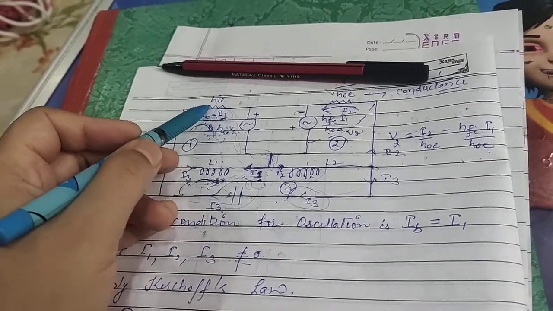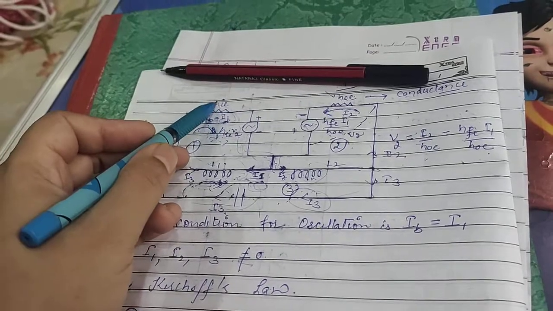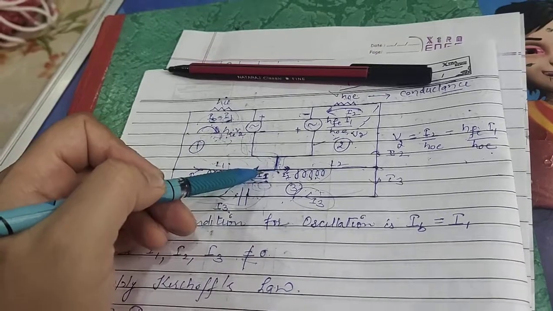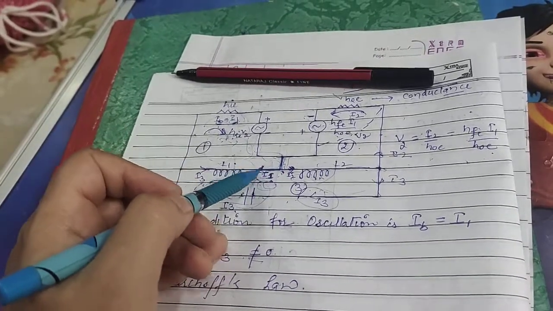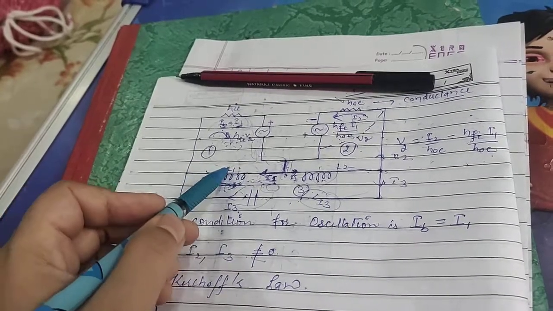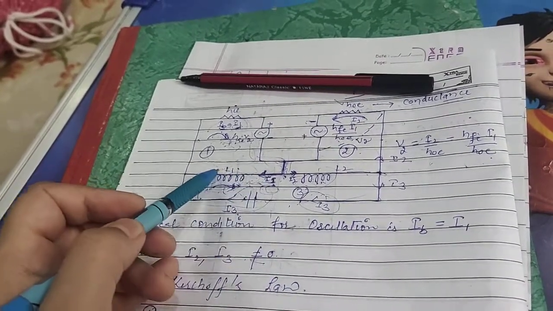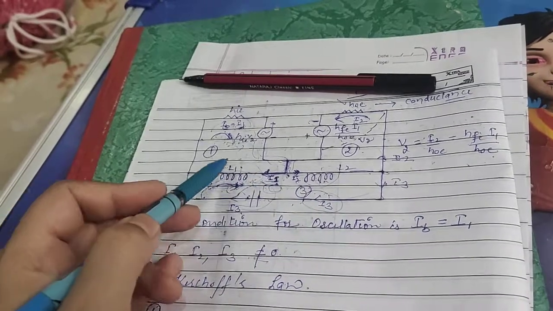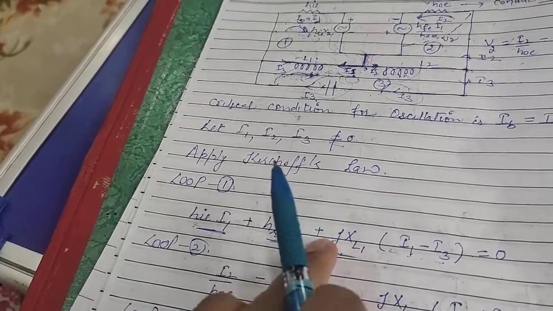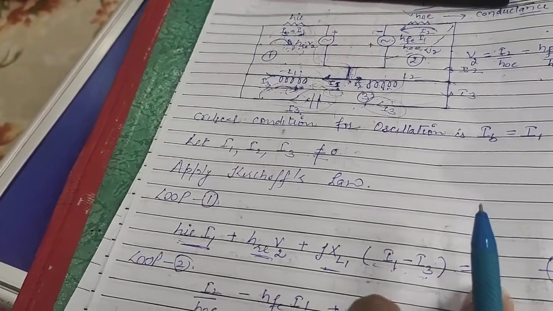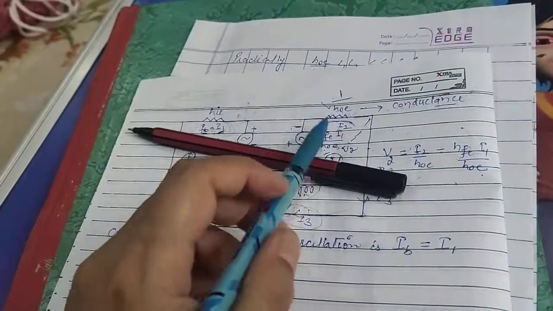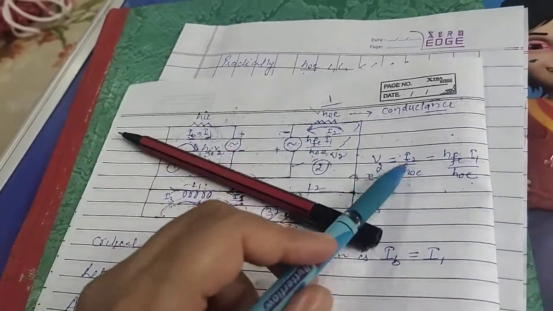The voltage across resistance HIE is I1 into HIE, plus HRE V2. When the current flows through the circuit it will be I1, but from the opposite direction the current I3 flows through the inductor L1. So the net current through L1 is I1 minus I3, and its reactance is XL1, so it becomes jXL1 times (I1 minus I3), equal to 0. So this is our first loop.